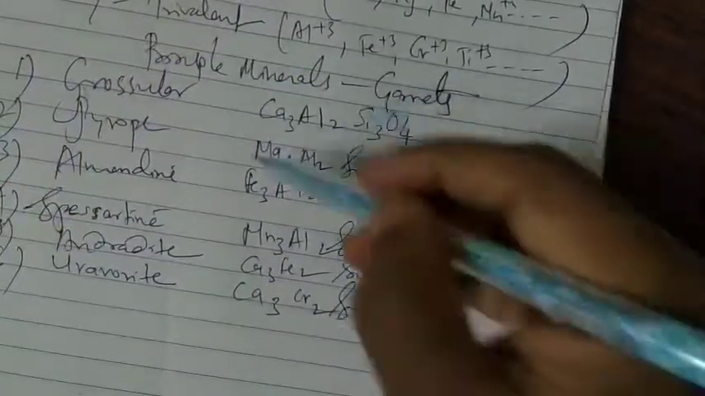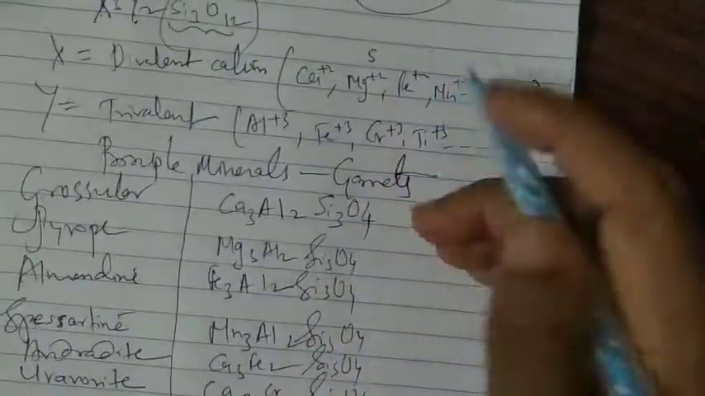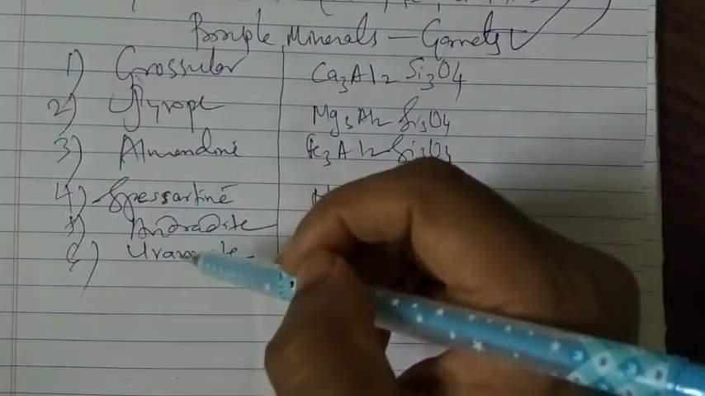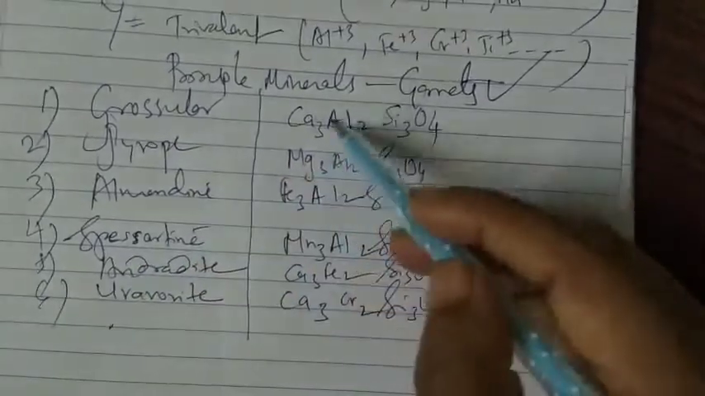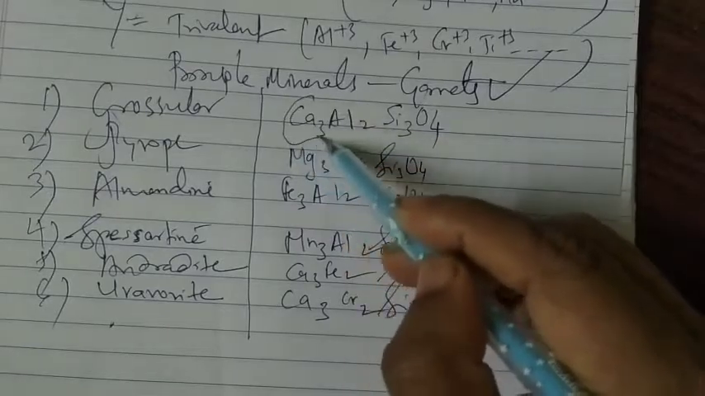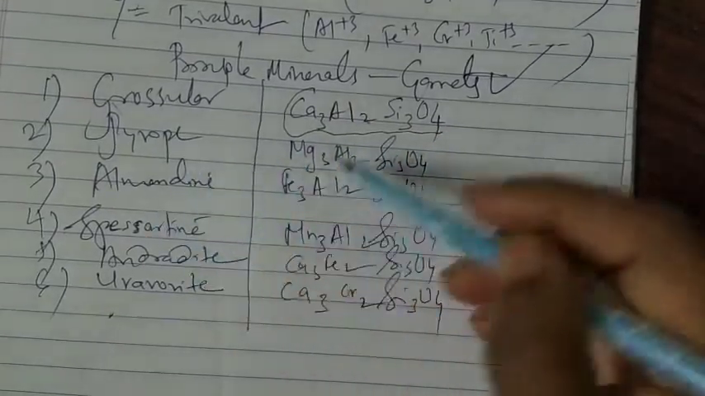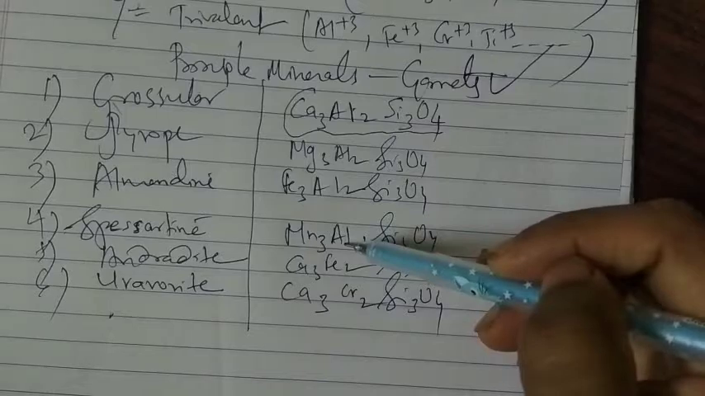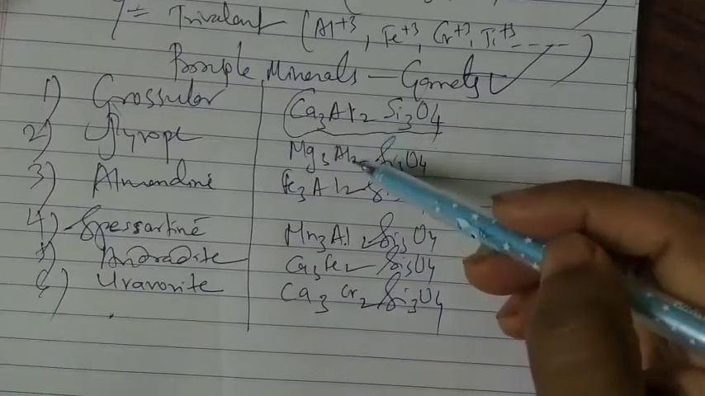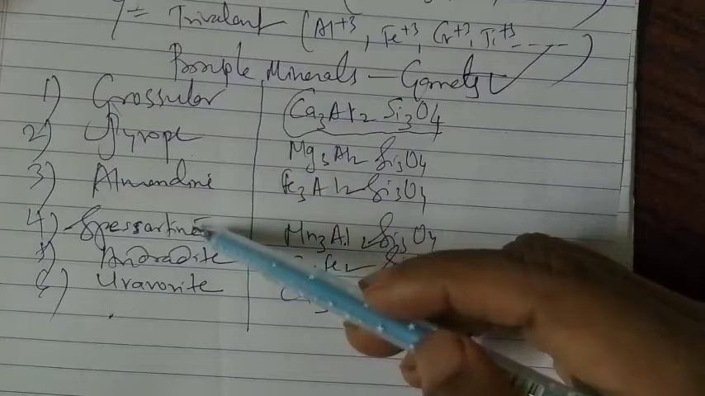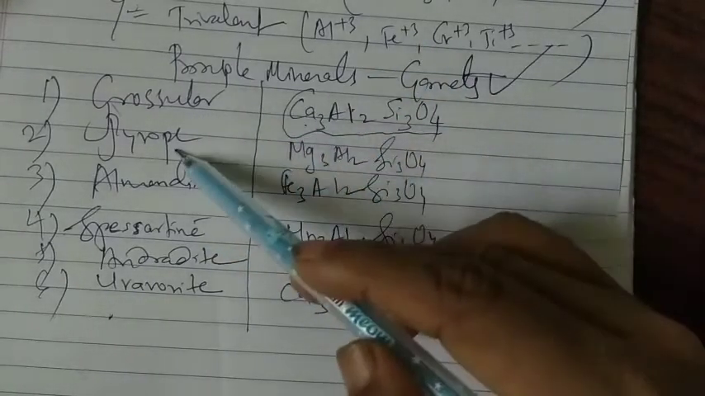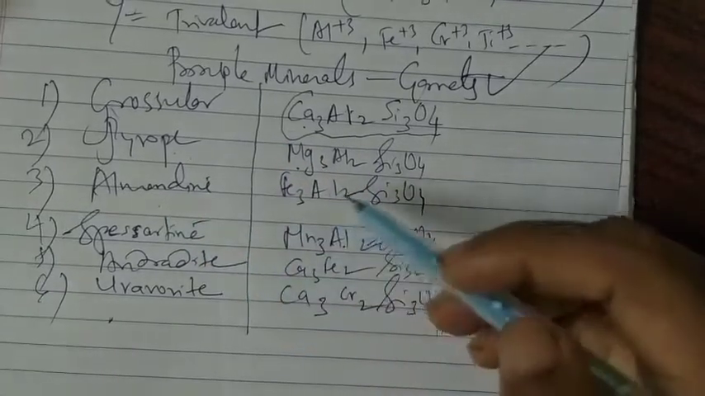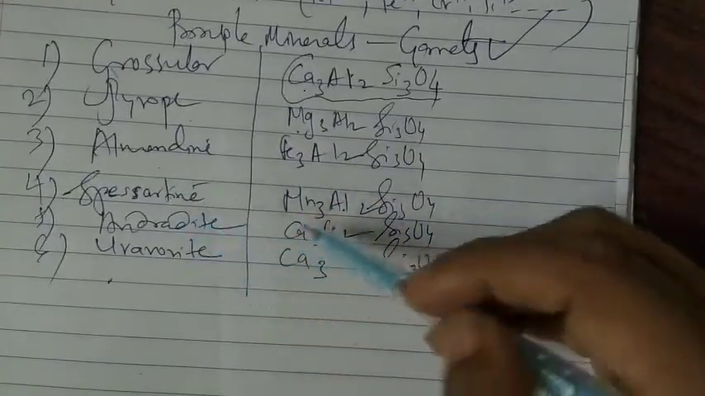So these are the main principal minerals of the garnets. You can remember them as GPaSAU. Grossular is a calcium aluminum rich garnet. The first four have the same aluminium, Al2, for grossular, pyrope, almandine, and spessartine. Grossular is a calcium mineral, pyrope is magnesium rich, almandine is iron, and spessartine is manganese.